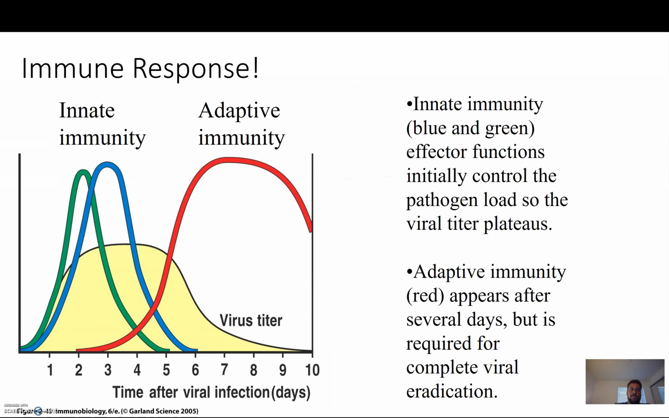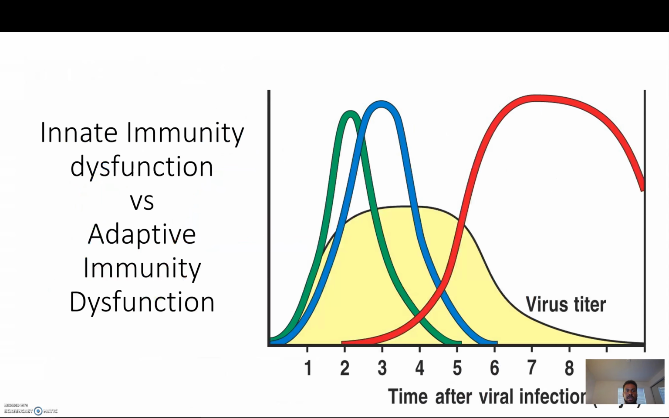So our innate immune response, our initial response, kind of causes the infection and the pathogens to plateau. And then our adaptive immune response causes the pathogens and the infection to disappear. And that shows our virus titer going down because of the adaptive immune response.